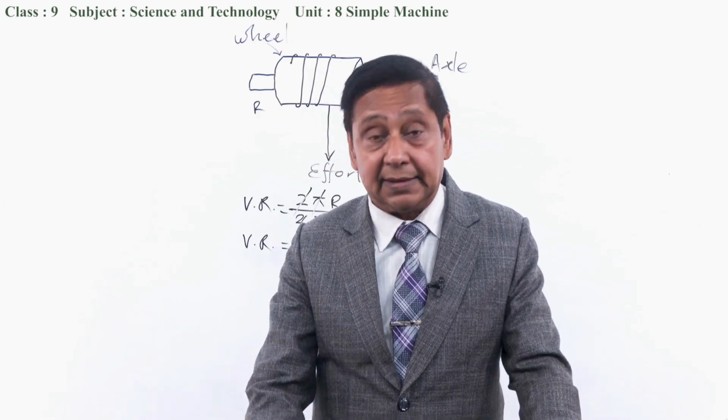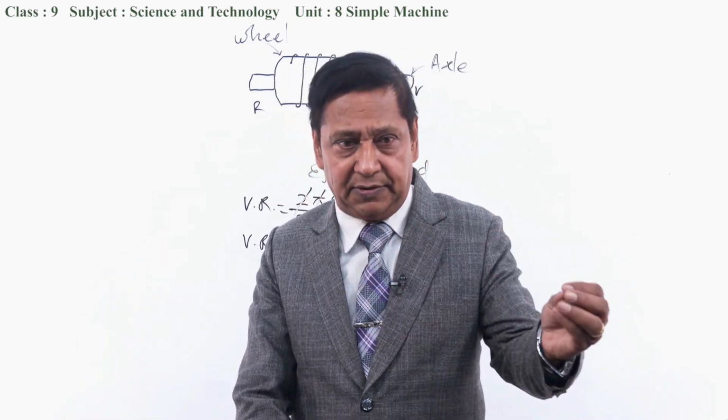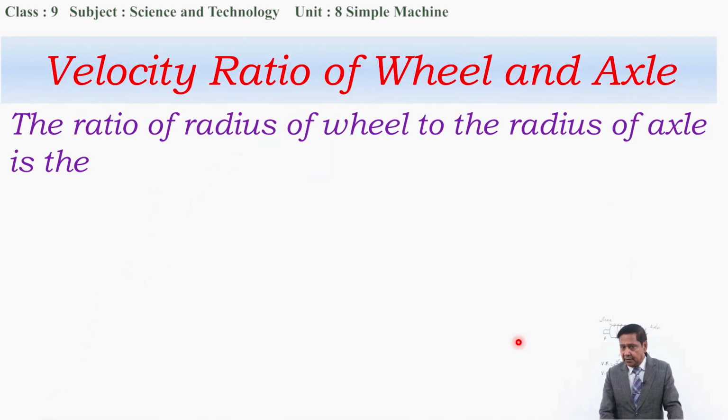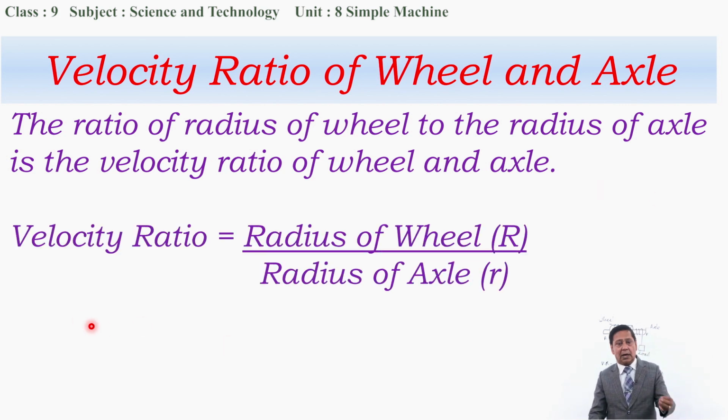Okay. The same I want to represent by the formula and definition. What I told you just now: the ratio of the radius of the wheel to the radius of the axle is the velocity ratio of wheel and axle. It can be represented by this formula: velocity ratio equals radius of wheel, capital R, upon radius of axle, small r. Okay, have you noticed this?